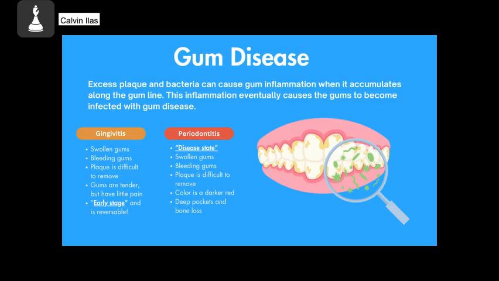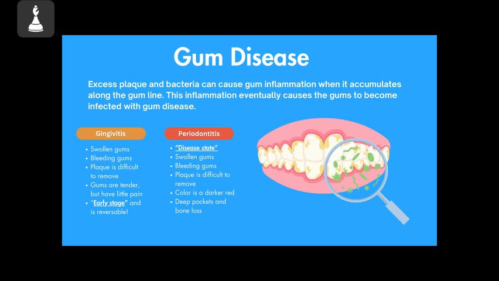So, gum disease. One thing to note is that during your reeval, we established your AAP or your periodontal stage to be periodontitis stage 3, grade C. And this is something to keep aware of as we try to maintain your oral health. So, gum disease is an excess plaque and bacteria that causes gum inflammation when it accumulates along the gum line. This inflammation eventually causes the gums to become infected with gum disease.